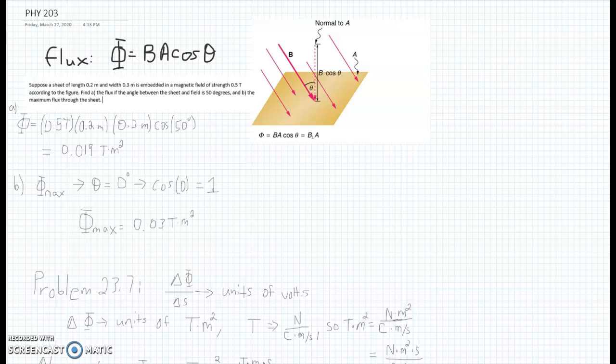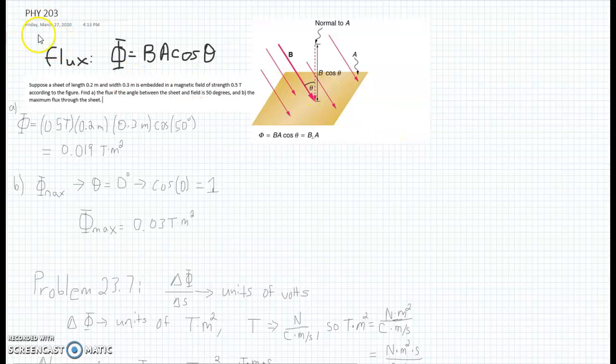So in this video, I just wanted to go over a few examples from chapter 23. And we're looking at flux and how the change in flux over time of a magnetic field can help generate a voltage, an EMF, right? And so the next few examples are going to talk about that. This first example has to do purely with flux, though.